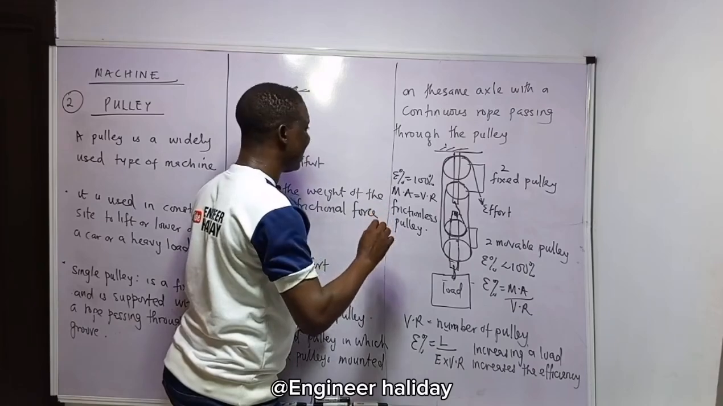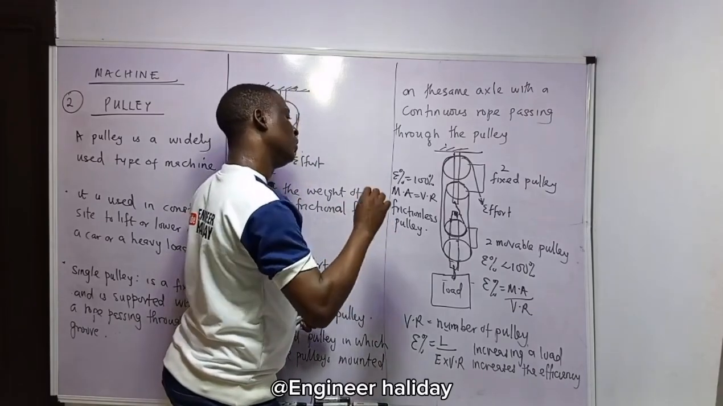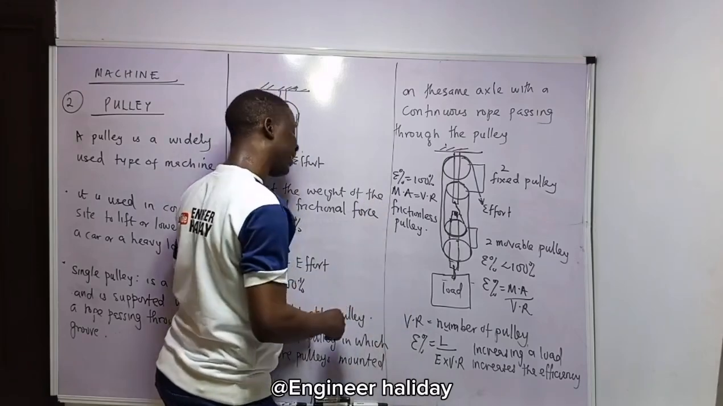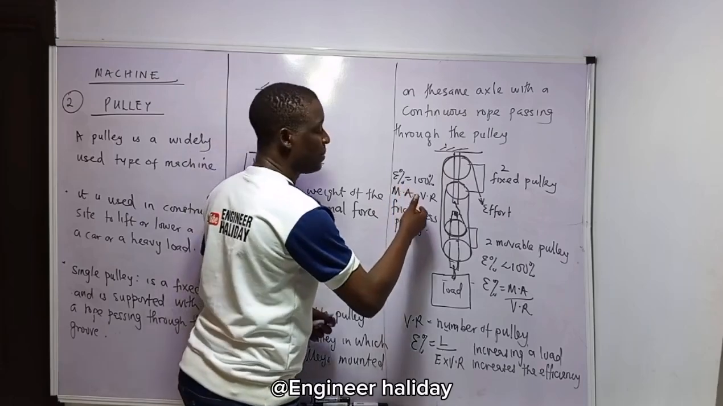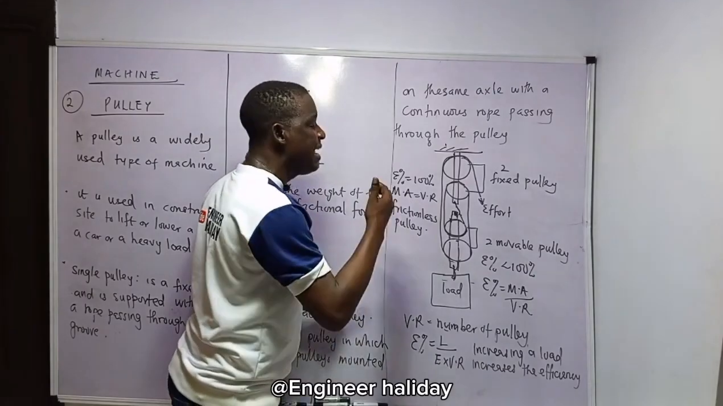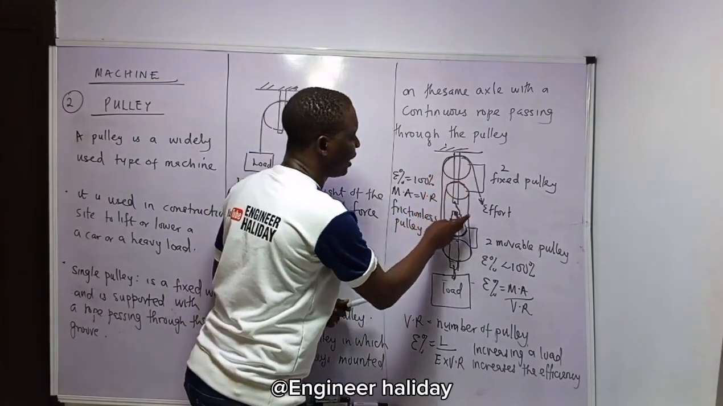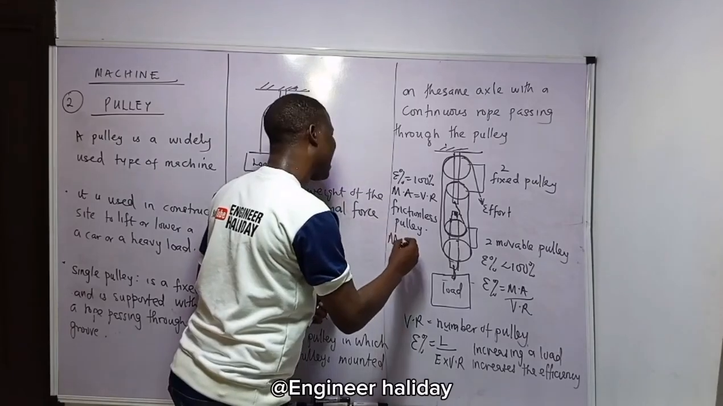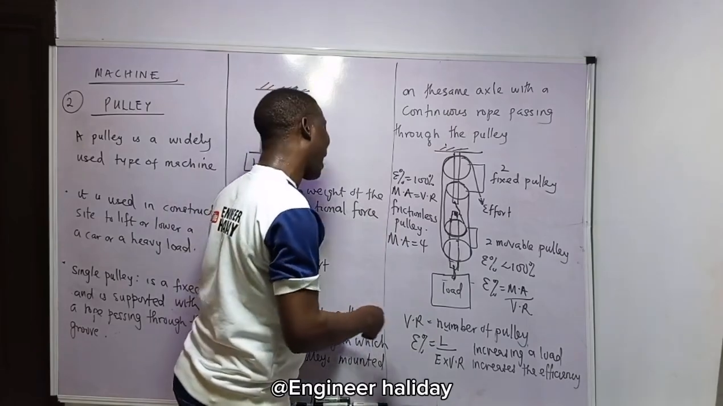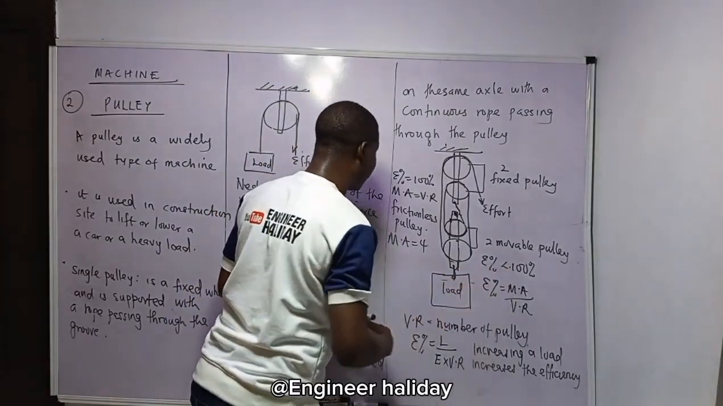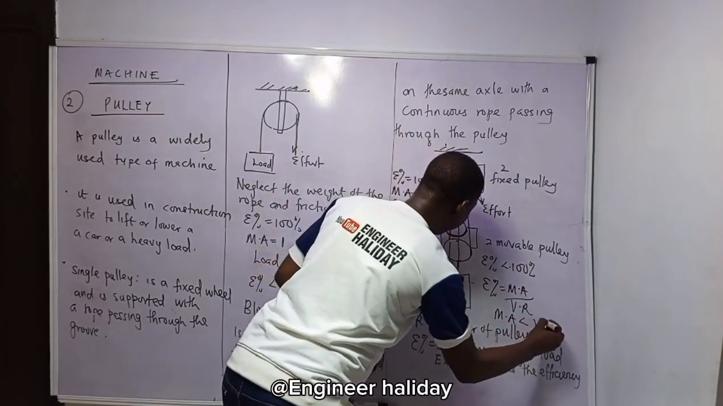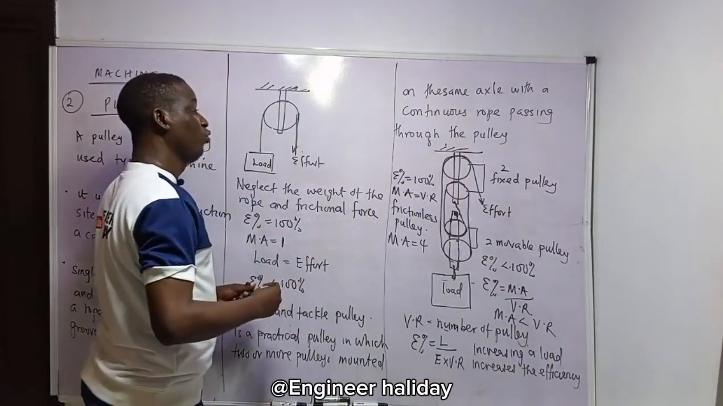And in this case, the number of pulleys in the system is equal to the mechanical advantage. So if I ask you to calculate mechanical advantage when the efficiency is equal to 100%, I just count 1, 2, 3, 4. It means that your mechanical advantage will be equal to 4. But it cannot apply when it is less than 100%, because in this case, mechanical advantage is less than velocity ratio. So you must note that.